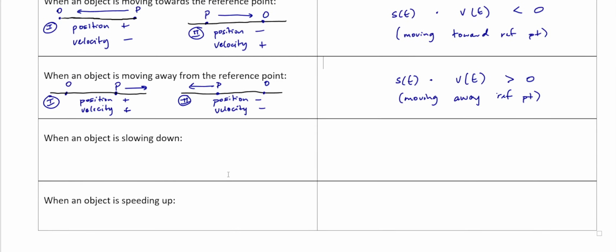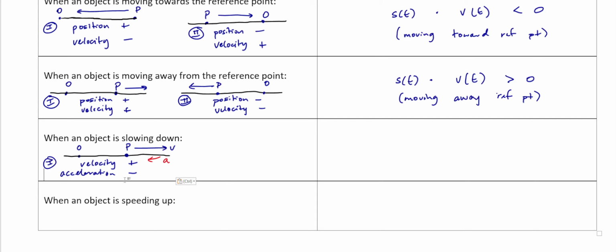Right, when an object is slowing down, that means that its velocity is in one direction, but its acceleration is in the opposite direction. So I'll again give you a couple of diagrams here. In this example, we have an object that is to the right of the reference point, and it's moving further right, so its velocity is positive because it's moving to the right. But if it's slowing down, then the acceleration has to be in the opposite direction. So the acceleration has got to be to the left, which makes it a negative number. So the velocity is positive and the acceleration is negative.